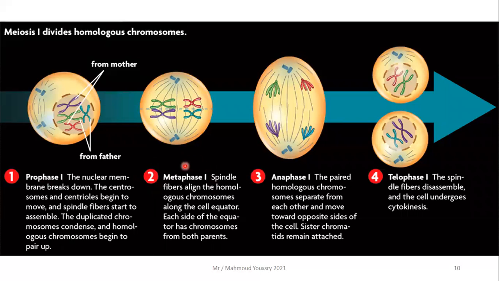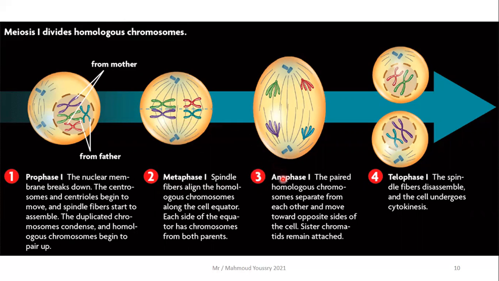Then the second phase is metaphase 1. In metaphase 1, the spindle fibers align the chromosomes, the homologous chromosomes, along the cell's equator in the middle part of the cell. Each side of the equator has chromosomes from both parents. So this is not alignment for the chromosomes from the father on one side and the chromosomes of the mother on the other side. No, they are mixed in between.